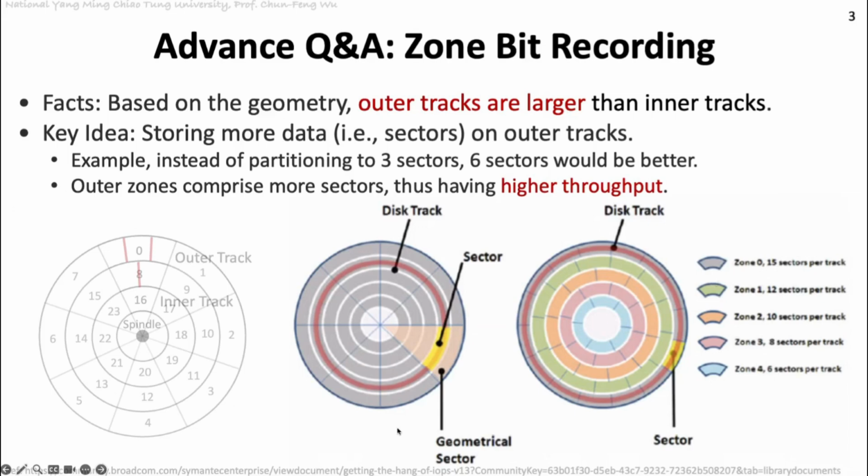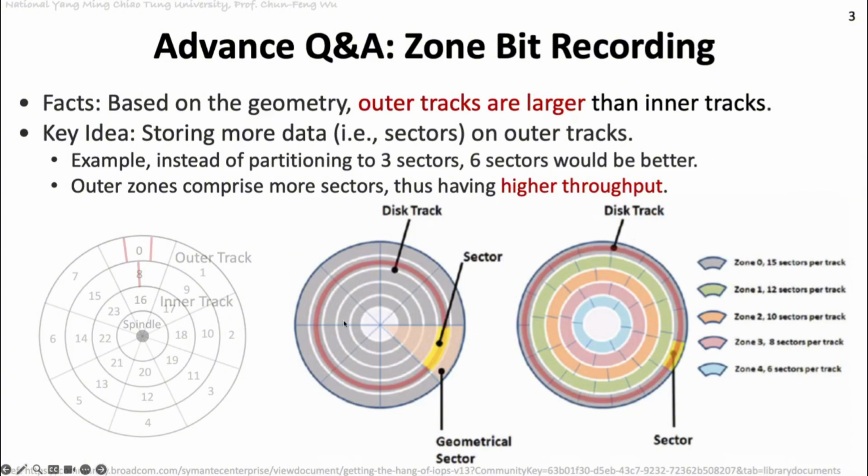And this is all good things for zone bit recording, but there are also bad things. The bad thing is, if we use zone bit recording and do the address mapping, you need a different address mapping, or even some extra, insignificant space to record which tracks are in zone 0 and which tracks are in zone 1.